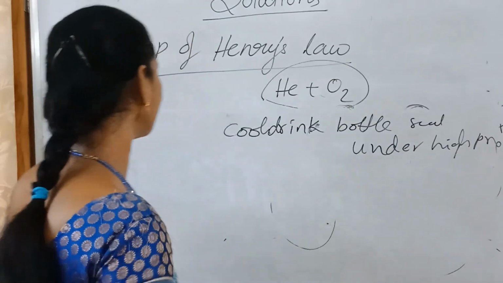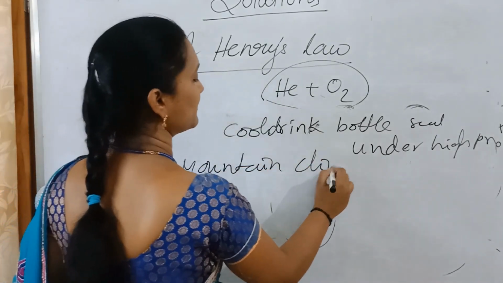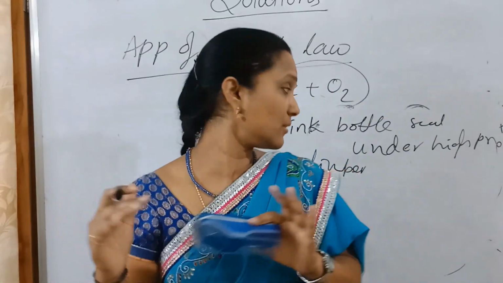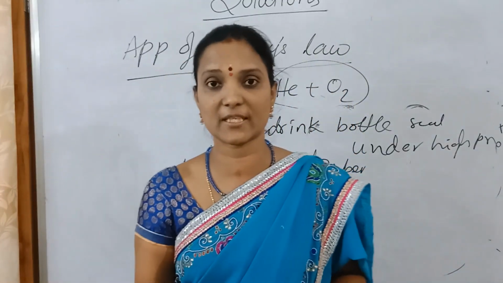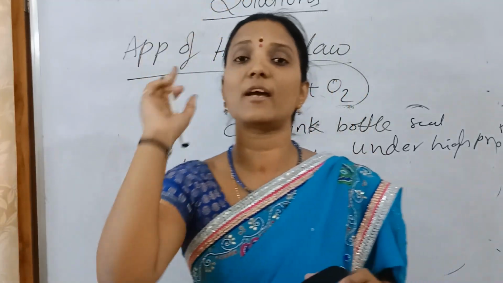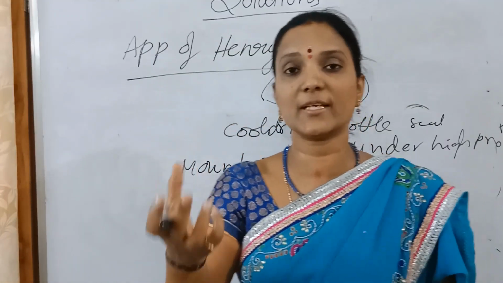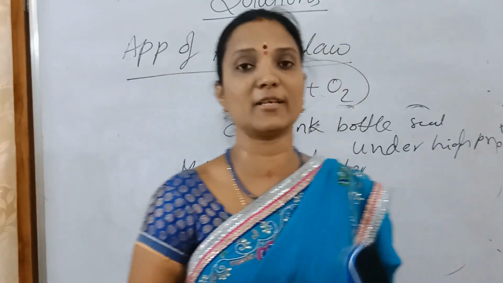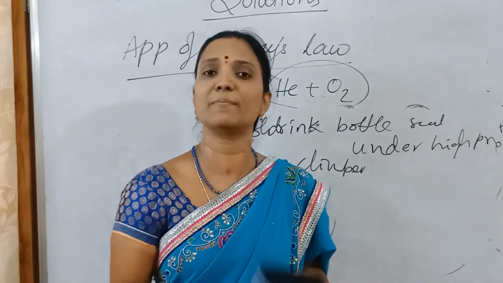Okay, and the next one, mountain climbers. Mountain climbers' thinking power is less. If they stay there a long time, what happens? In the deep sea pressure is high, but in the mountains the atmospheric pressure is less. Because of low pressure, the solubility of oxygen in blood decreases. So less oxygen is present in blood. Because of less oxygen, their thinking power decreases, they lose their memory and become weak.